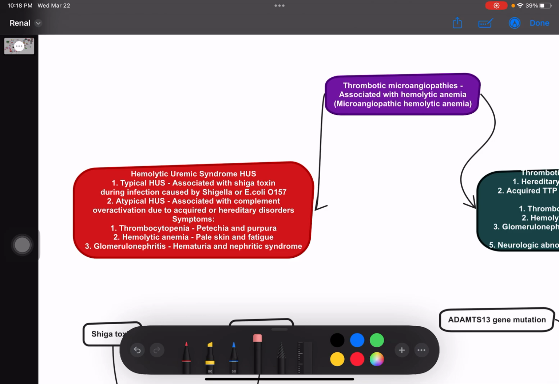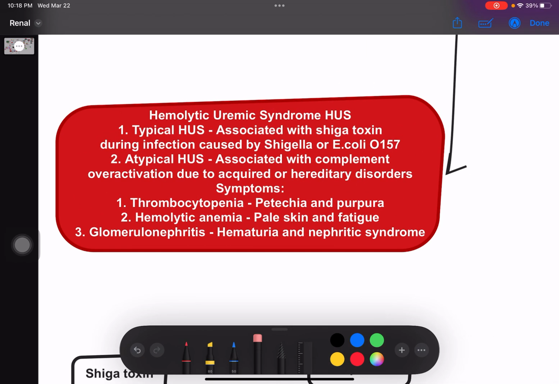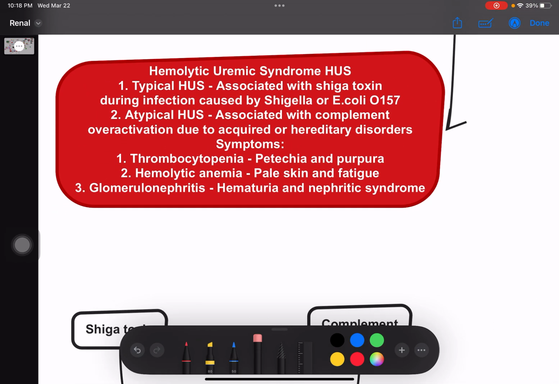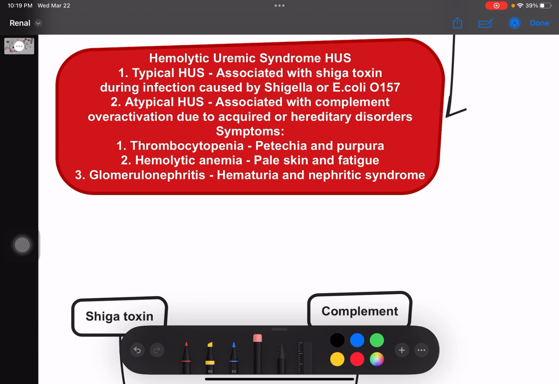There's also an atypical form, which is associated with complement overactivation. This is going to be connected with the not classical, not lectin, alternative pathway of the complement activation. Or it can be caused by hereditary disorders as well. So symptoms include thrombocytopenia, and this is petechiae and purpura, hemolytic anemia, which is going to be manifested with pale skin and fatigue, and glomerulonephritis with the hematuria and nephritic syndrome.